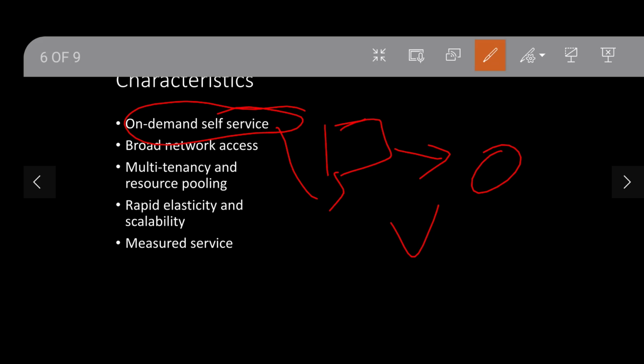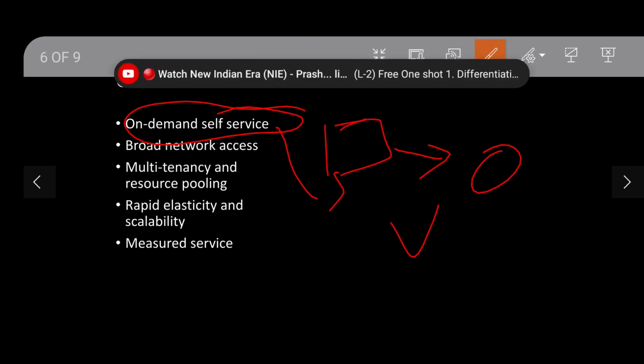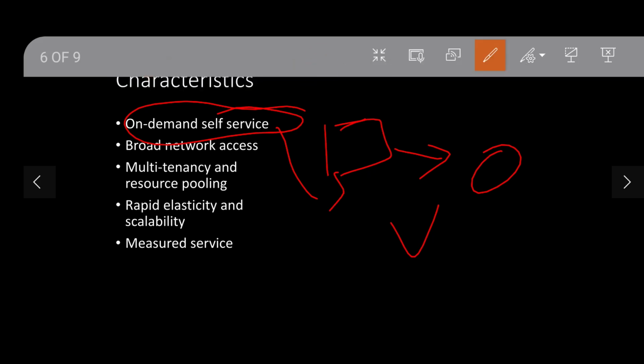Broad network access: resources are available over the network and can be accessed by desired client platforms. Multi-tenant and resource pooling: multiple customers can share the same infrastructure and application with security and privacy. Multiple customers can be served from the same physical resource.